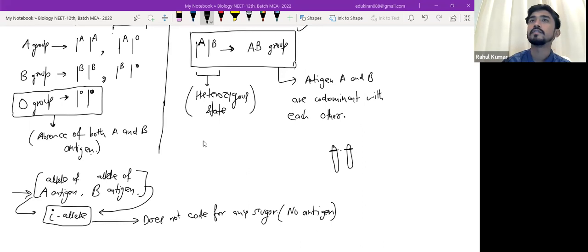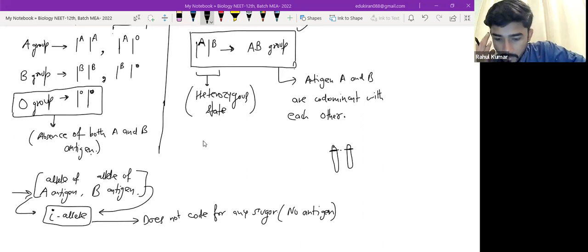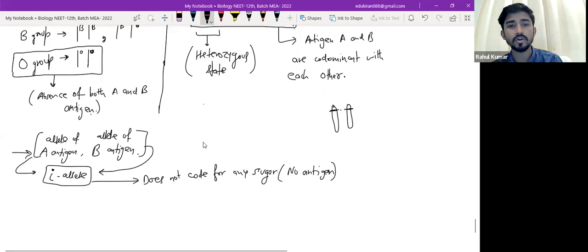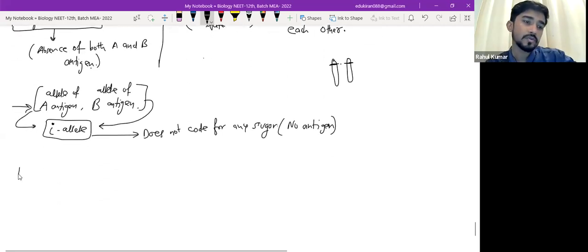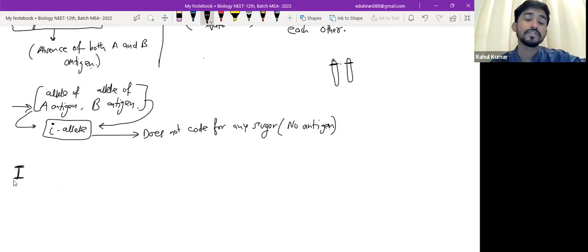The gene for antigen of blood. In some textbooks it is written as gene I. It is just to make you understand. It's not known as gene I, but NCERT uses the term gene I. You can write it down. The gene for the antigen, gene I, has 3 alleles.